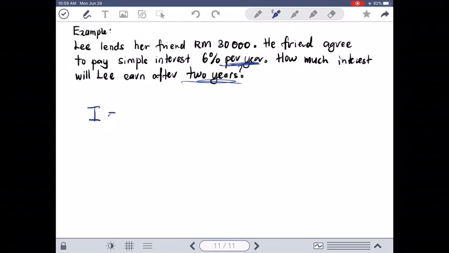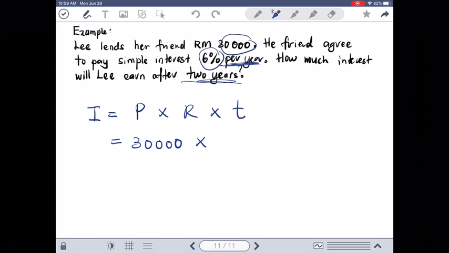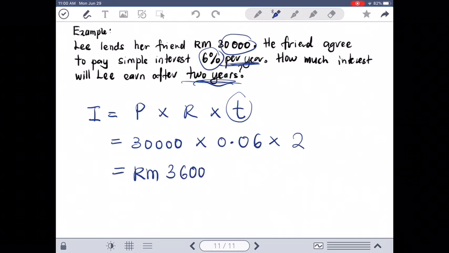So the interest I equals P times R times T. Our principal is 30,000 times our rate of interest, 6% per annum, per year, so it's 0.06 times time taken, which is 2 years. So the answer is RM 3,600. This is the extra money that Lee's friend needs to pay to Lee.